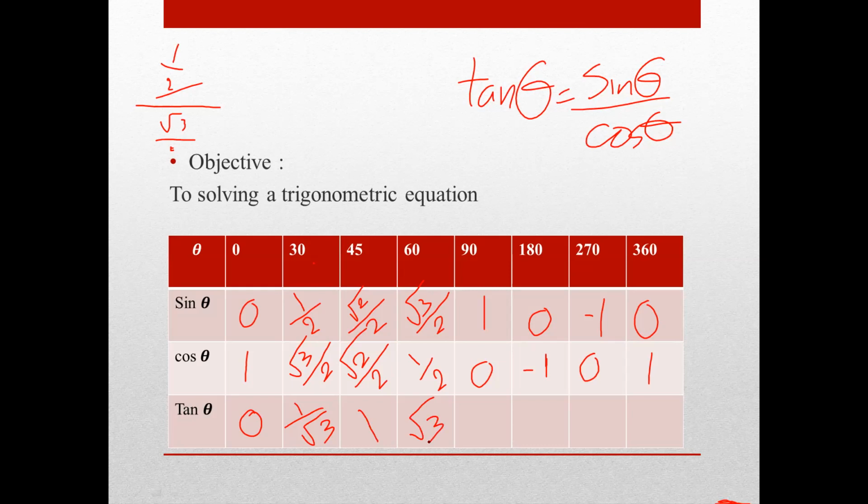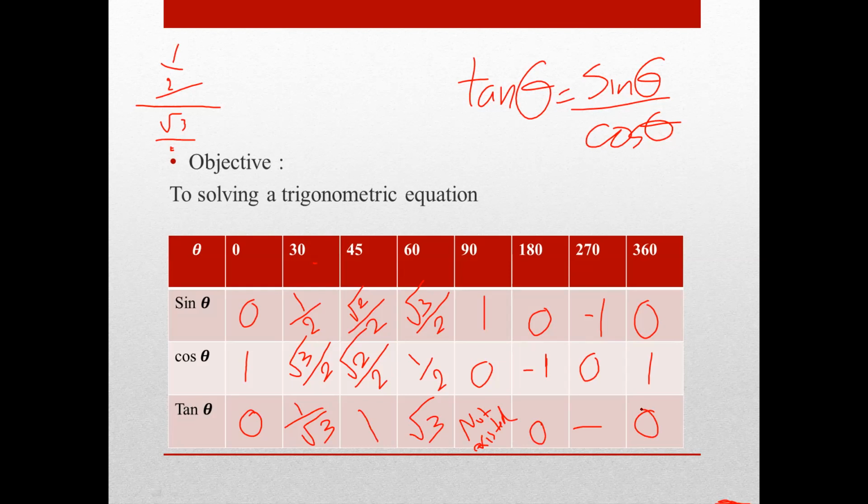Here, for 30, the tan of it is 1 over square root of 3, but tan 60 is square root of 3. What about 90? It's 1 over 0, which is undefined, or we call it not existing. So there's no tan for 90. For 180, it is 0. For 270, also it does not exist, and for 360, it is 0. So this is the table.